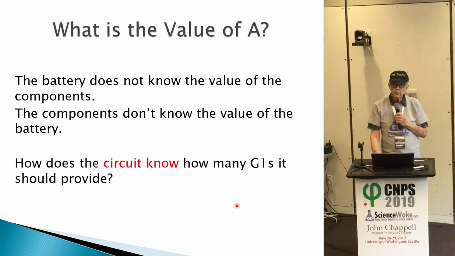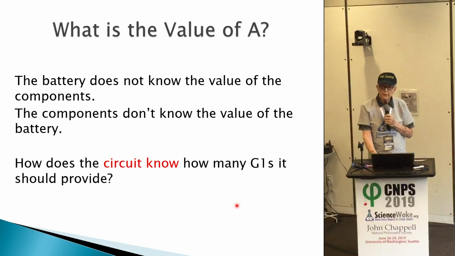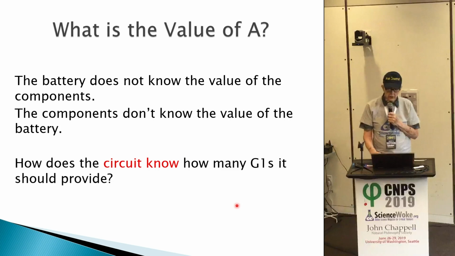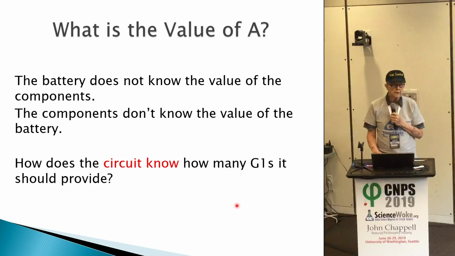So now, what's the value of A? A is the number going into the battery. What's the value? The battery doesn't know the value of the components. It doesn't know what's out there. It could be one resistor, it could be nothing. It doesn't know. The components don't know what the battery is. But somehow the circuit works.